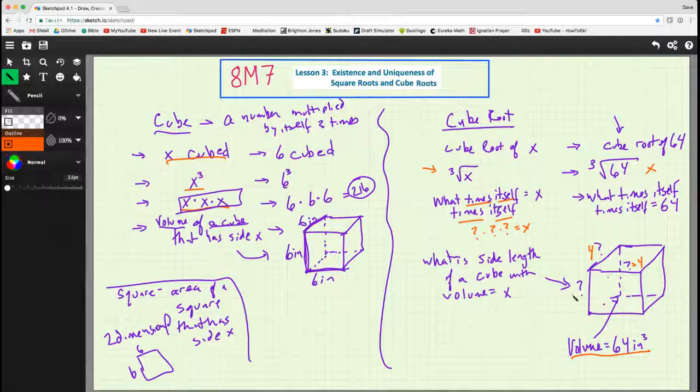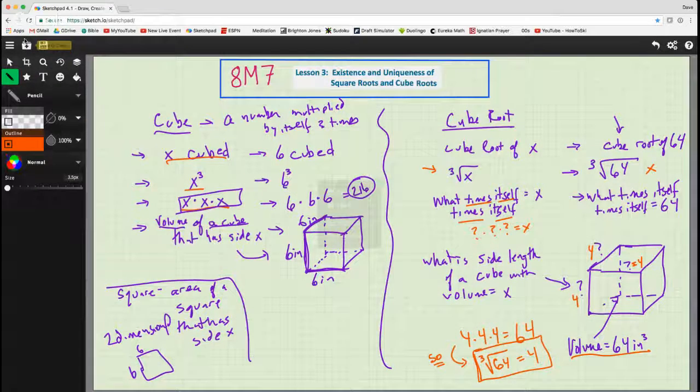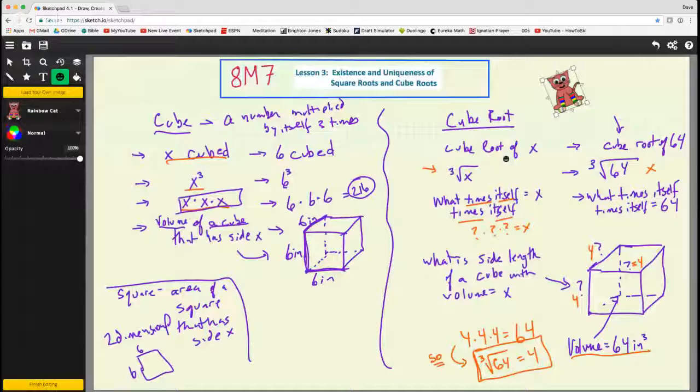Because 4 times 4 is 16, times 4. 4 times 4 times 4 equals 64. So the cube root of 64 equals 4. Okay, so we're going to be looking for these types of numbers. All right, so let's move forward. You know what? Let's give ourselves a happy cat, because this is a cool concept, this cubic thing. And we're going to see some examples here in a second.